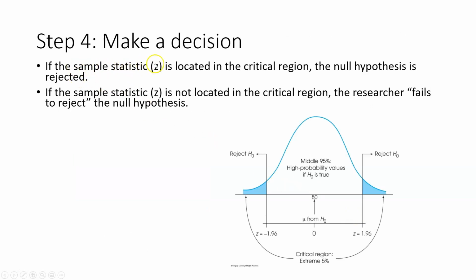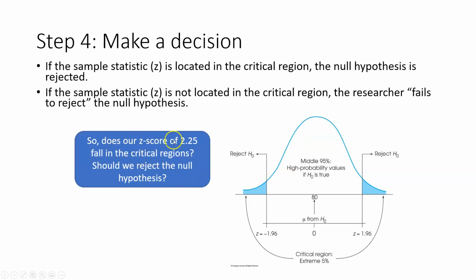So if the sample statistic is located in the critical region, then the null hypothesis is rejected. But if the sample statistic is not located in the critical region, the researcher fails to reject the null hypothesis. Remember, the null hypothesis is that statement that we're saying the treatment didn't do anything. It actually didn't have any impact on math scores. These are the critical regions, right here and here. This is not the critical region, and so we have to place our z-scores.